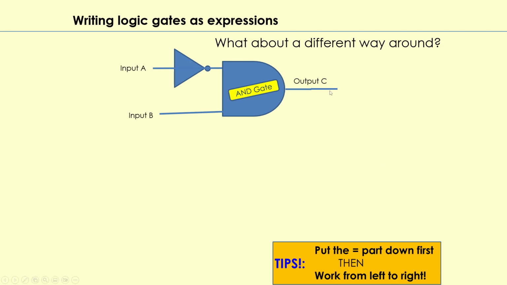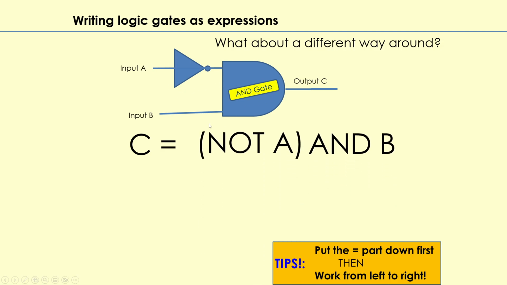How about a different way around? So here, again, look, we've got C as the output. This time, however, there's a NOT gate over here. So C equals, we've got NOT A here, A and a NOT gate, and B. The NOT A is in brackets because we do that first. Its ordering is done first. C equals NOT A AND gate the input of B.